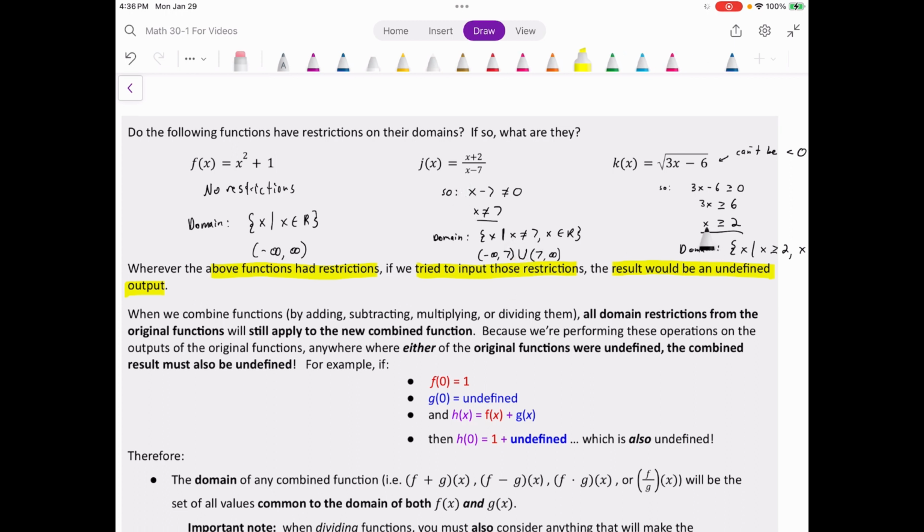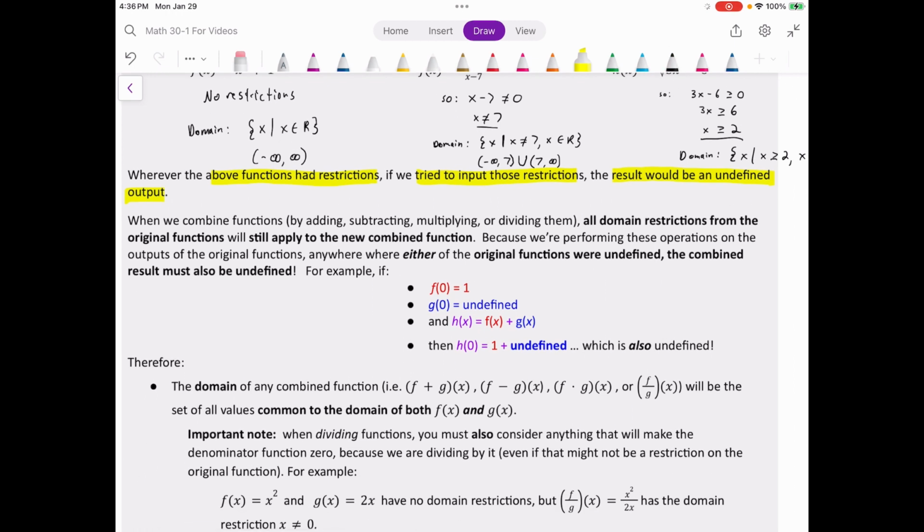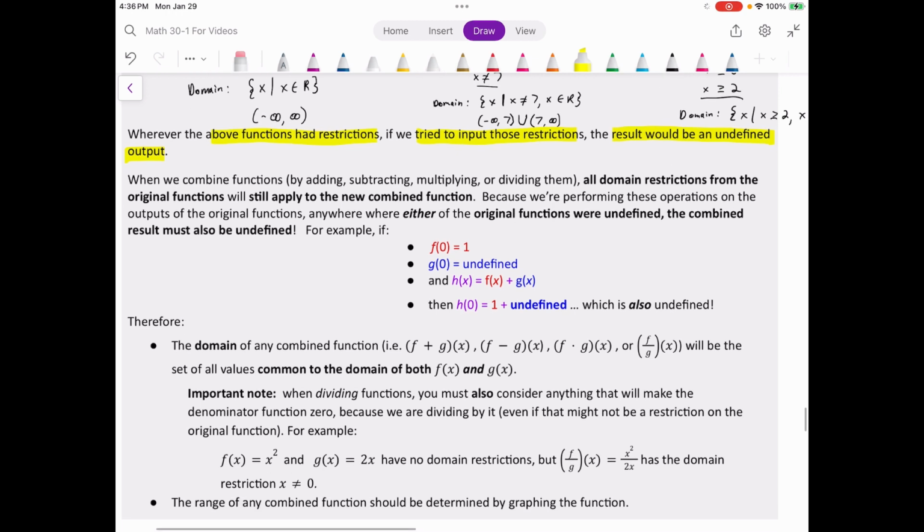If I tried to put 1 in here, I'd be taking the square root of negative 3 like we saw, and the square root of a negative is undefined, right? So that's why those restrictions are there. They would make the function undefined. It breaks the function, so to speak, if we try to put in those values, right? So we just say those are not part of our domain. You can't put them into the function.